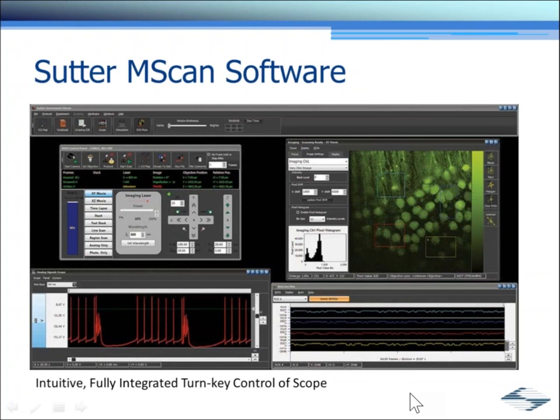The Sutter MScan software is designed to be relatively intuitive and easy to approach, good for a new user especially. It's fully integrated with the system, and if you're looking for a turnkey 2-photon microscope, the Sutter MScan software is probably your best option, as it will be fully integrated in the computer, and it's really easy to use and approach.